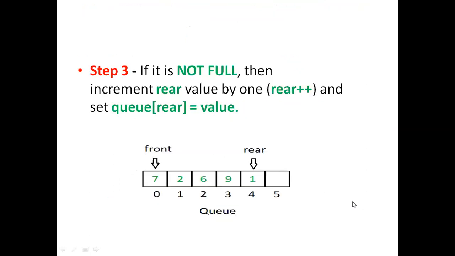Now step 3. If it is not full, suppose if you observe this diagram, our queue maximum size is here 6, size minus 1, 6 minus 1 means 5. So index starts from 0 and ends with size minus 1. Here front is indicating the 0 index value, that is 7. Rear is indicating the 4 index value, that is 1. Here space is there, means we can insert one more element in the queue. Means our condition is false.